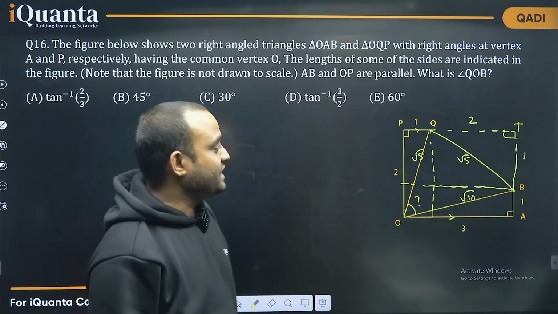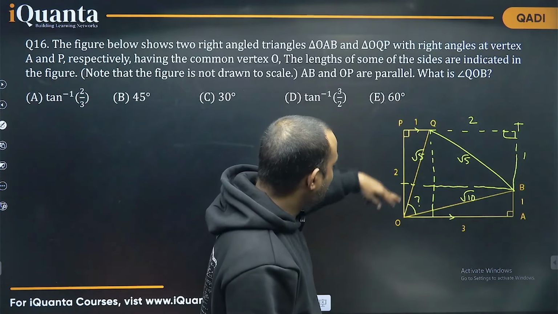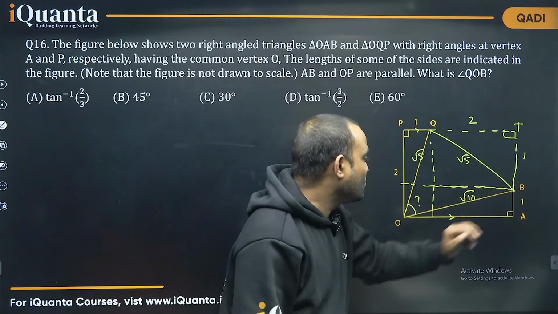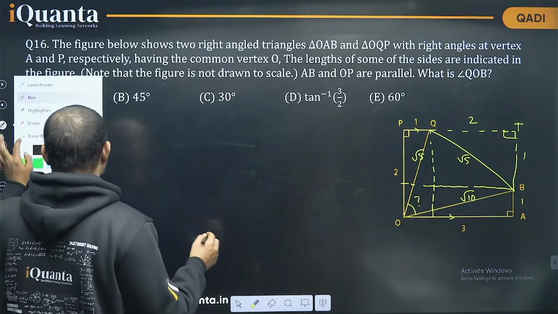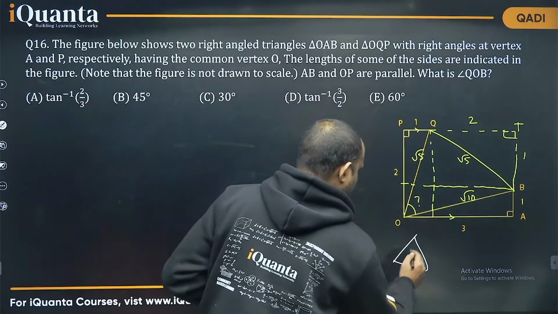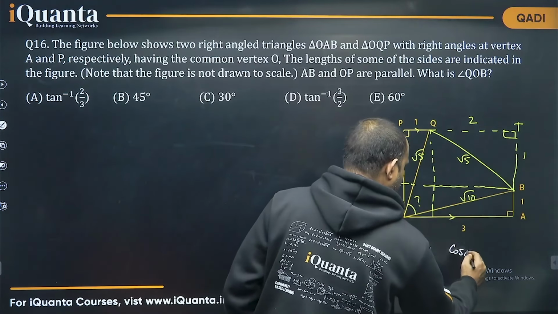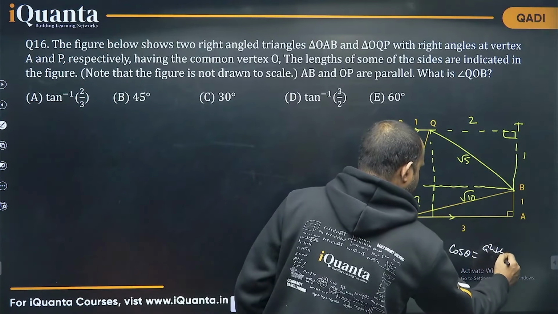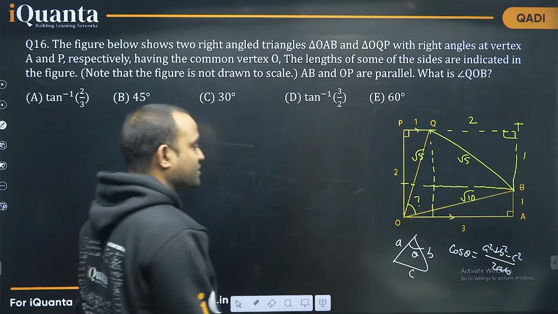So QB is equal to root 5. And we have already OQ, that is root 5. We have OB, that is root 10. We can use the cosine formula in any triangle ABC. Angle theta, side lengths A, B, C. Cos theta is equal to A square plus B square minus C square upon 2AB. This is what we are going to use.